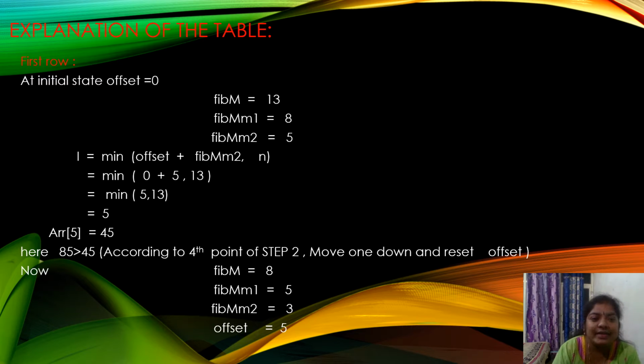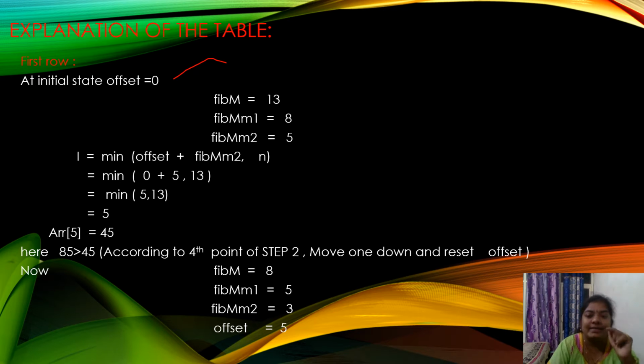Now I want to clearly explain that particular table in the previous slide. How can we fill in the values in that table? It consists of 4 rows. In the first row, I already told you at the initial stage, the offset value is 0.